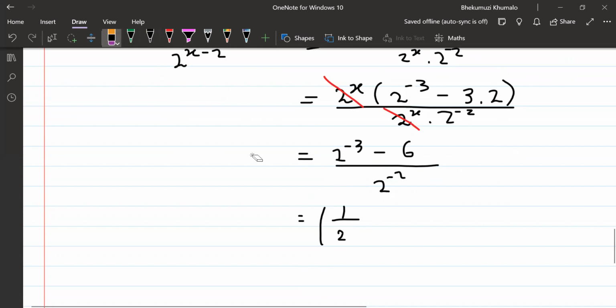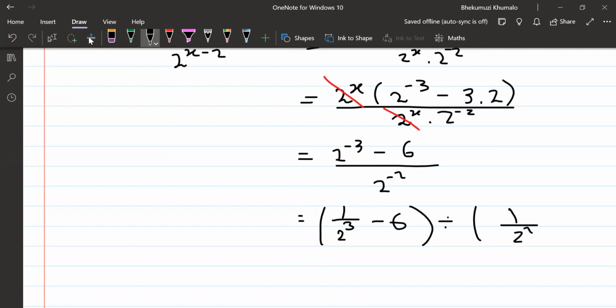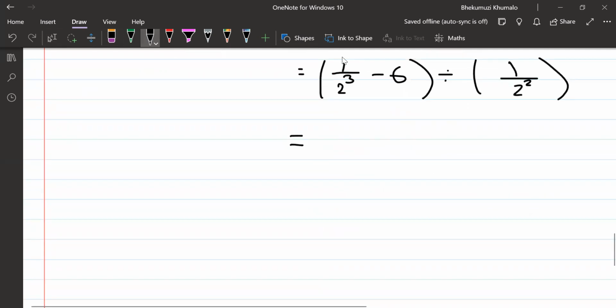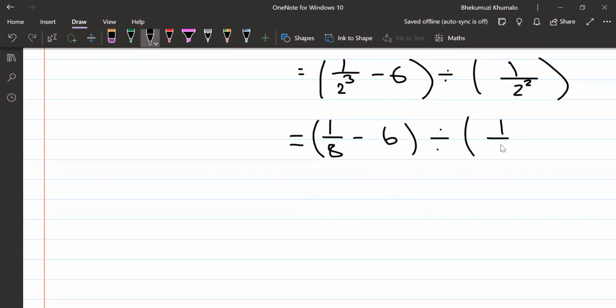Okay, let's try and write that better. Minus 6, which is the numerator part, divided by the denominator, which would be 1 over 2 to the power 2, like that, right? And then 1 over 2 to the power 3 would be 1 over 8, right? Minus 6, divided by 1 over 4, right?